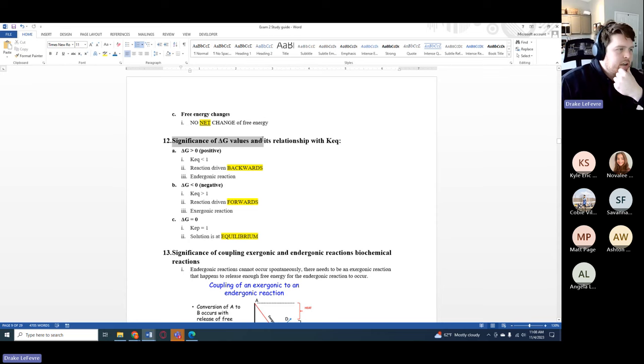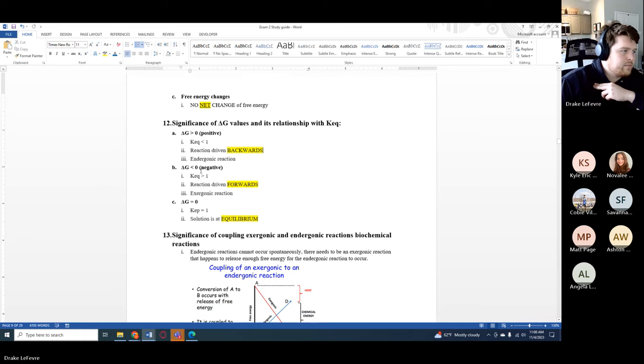The significance of delta G values and its relationship with Keq. This is pure memorization. If you have a positive delta G, Keq is less than one, then the reaction gets driven backwards. If delta G is negative, Keq is greater than one and the reaction goes forward. And if it equals zero, the solution is at equilibrium, so nothing is moving forwards or backwards. This is just straight memorization.